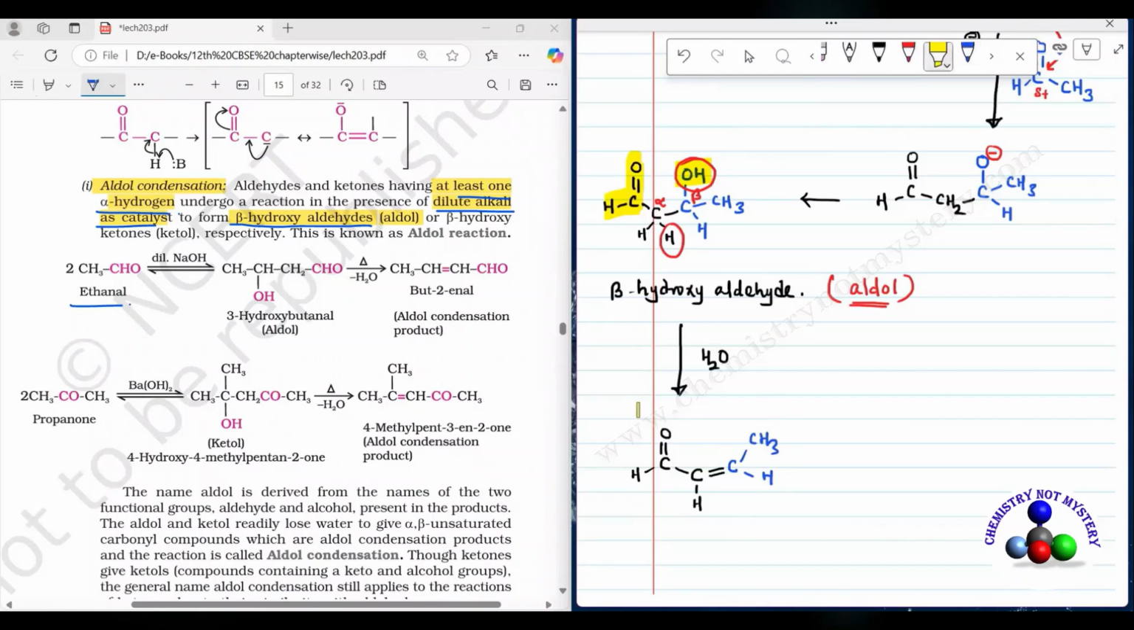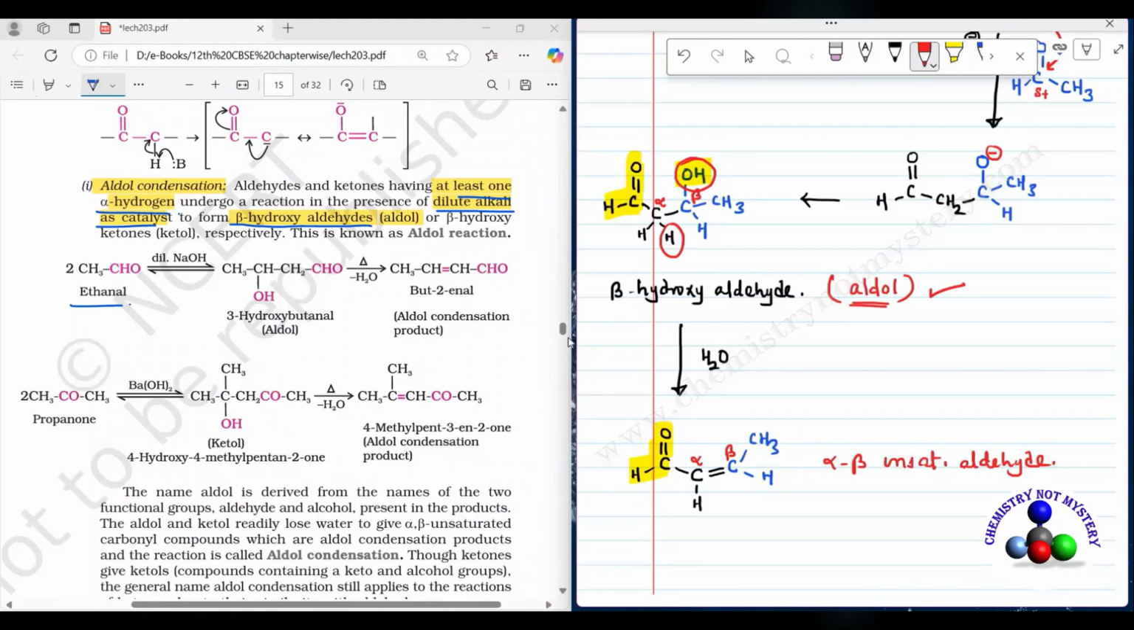Now again this is the aldehyde functional group, and the carbon to which it is bonded is the alpha carbon and the carbon next to it is the beta carbon. So here you will get an alpha beta unsaturated aldehyde. This is the product of aldol condensation, and this is the aldol product. Now let's see it in the reaction.